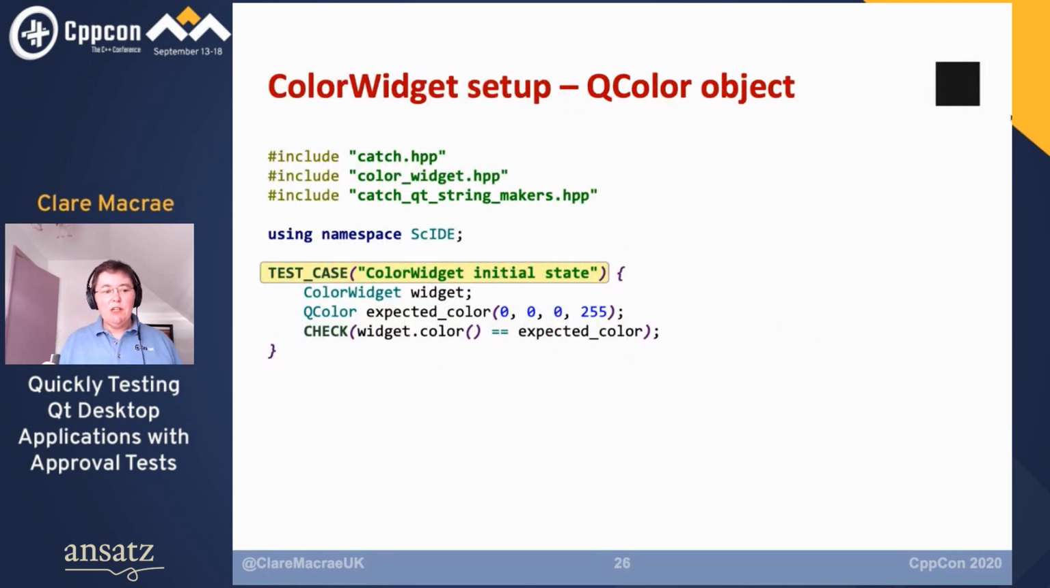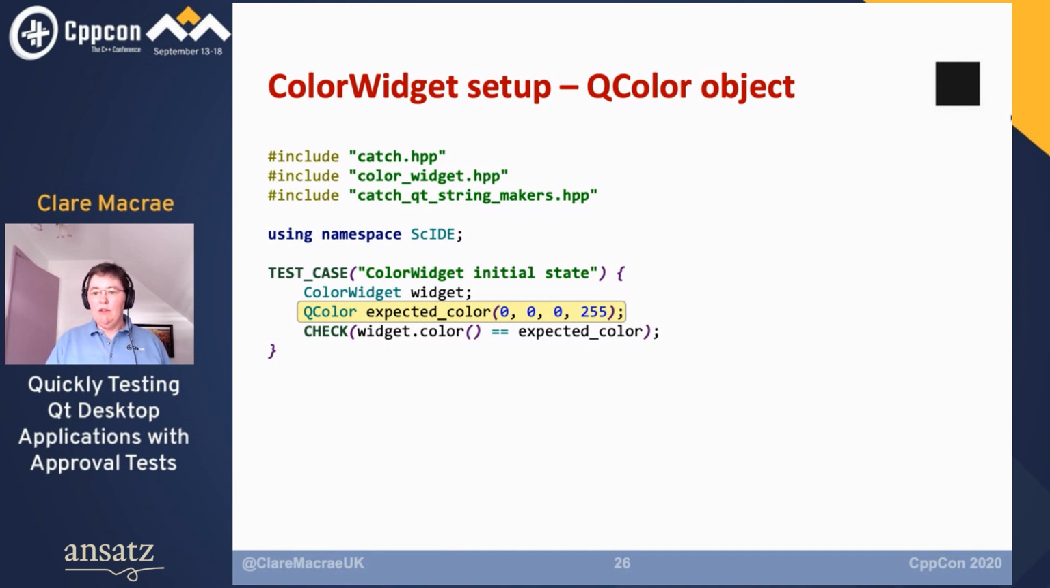So here's our first test. So we have a Catch2 test case. We give it a name. We create a color widget object. And what I'm doing in this test is just exploring: can I create an object? Can I see what its default state is? And it turns out that its default state is black and opaque. So that 255 means opaque.